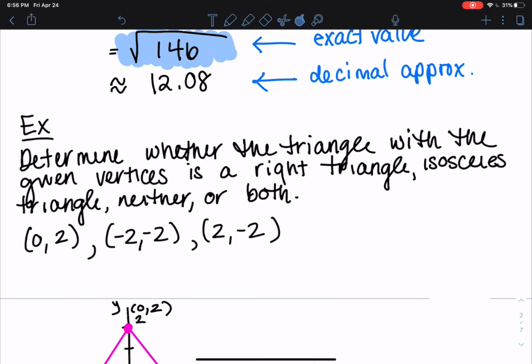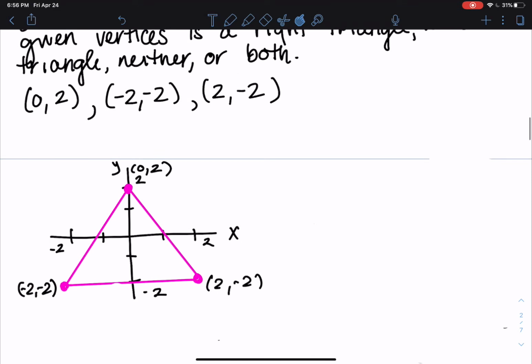So we've got 3 vertices we want to figure out. Is it a right triangle, isosceles, neither, both, maybe equilateral? We don't know. So here are the 3 vertices of our triangle, and I'm not going to be able to know anything just by drawing because we're not going to draw perfectly to scale. What I can do is I can label each of these sides as A, B, and C.